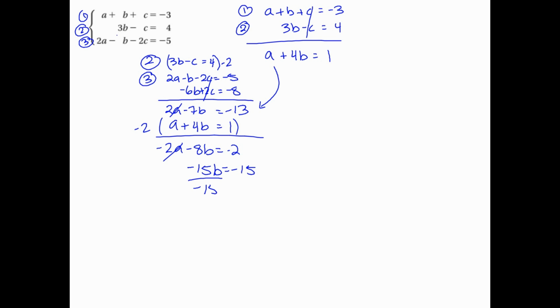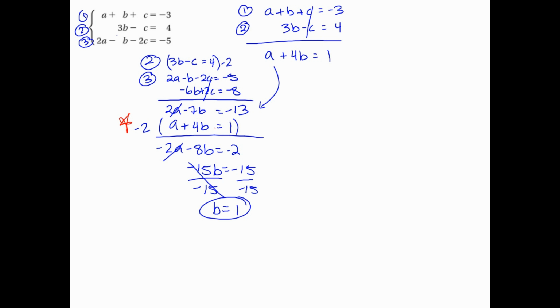Divide by -15. That is 1, so I'm left with B equals 1. -15 over -15 is 1. So we have our B. So since we know what B is, let's go back into our system that we're working with. So right here, we're coming back exactly to this point. I'm going to put B into one of these.